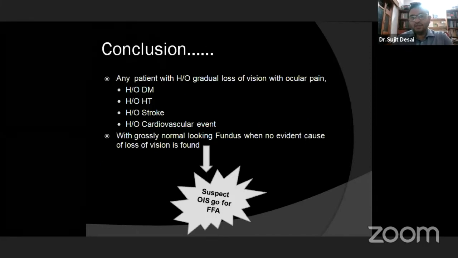So the conclusion here is that any patient with a history of gradual loss of vision and ocular pain complaint is very important. Complaint of ocular pain with a history of diabetes, hypertension, stroke, or cardiovascular event in the past, with a grossly normal-looking fundus and no evident cause of loss of vision, kindly suspect ocular ischemic syndrome and go for an angiogram.